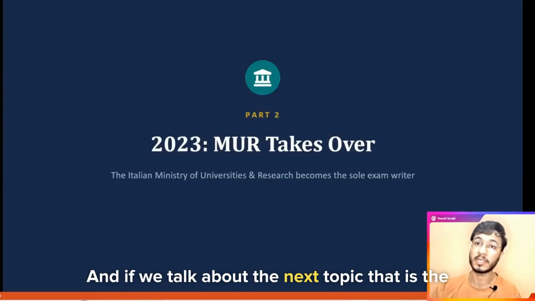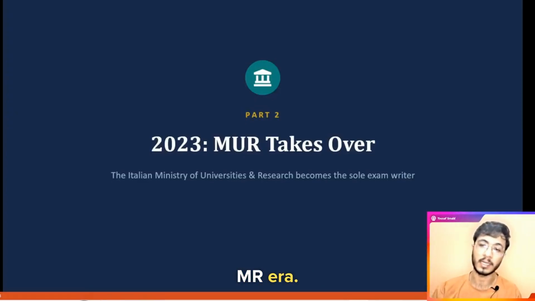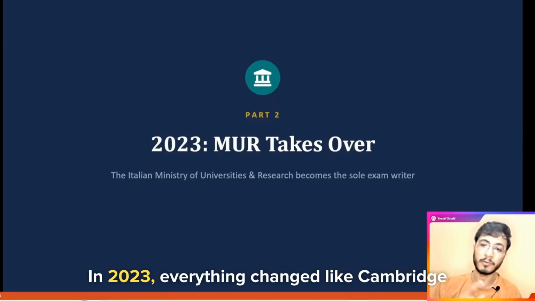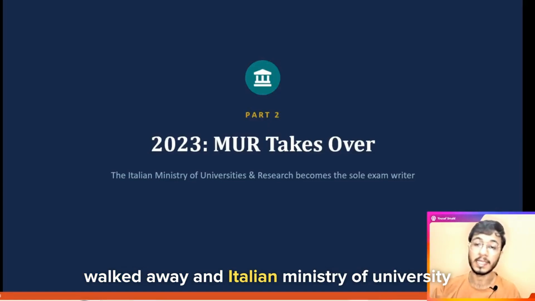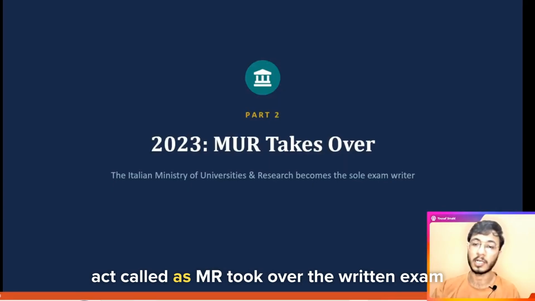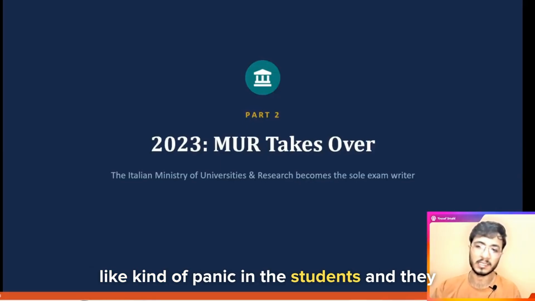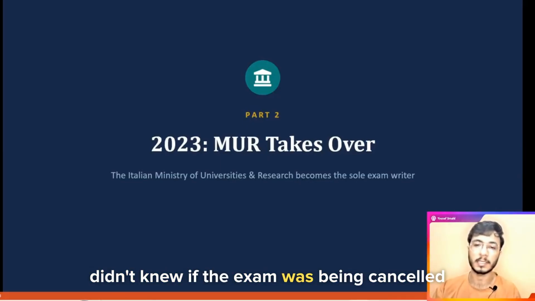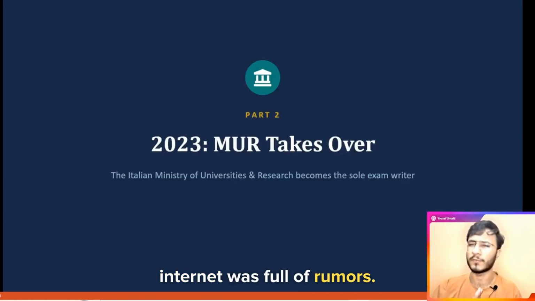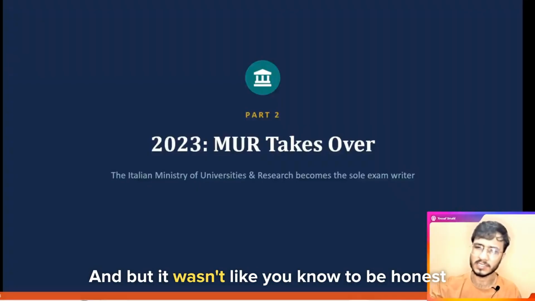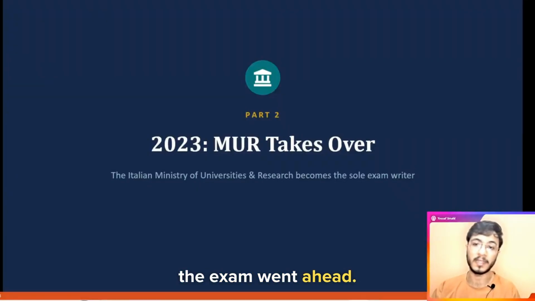And if we talk about the next topic, that is the MUR era. After 2023 the MUR era took over. In 2023 everything changed. Cambridge walked away and the Italian Ministry of University, called MUR, took over the written exam entirely. So when this was announced, there was panic among the students, and they didn't know if the exam was being cancelled. The internet was full of rumors. That year was really chaotic. But, to be honest, the exam went ahead.